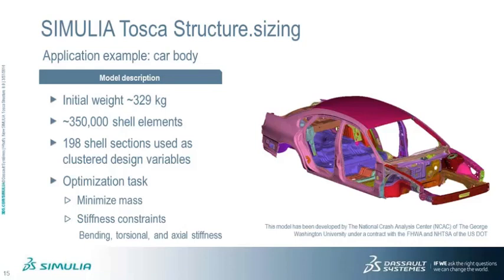So let's have a look at one example. We have a complete body in white structure with the initial weight of around 330 kilograms. In this case, 350,000 elements are there in the model. We have taken here the second approach, which means that every section in the model would have its individual thickness, so the elements within one section will have the same thickness, and therefore they are grouped or also clustered.